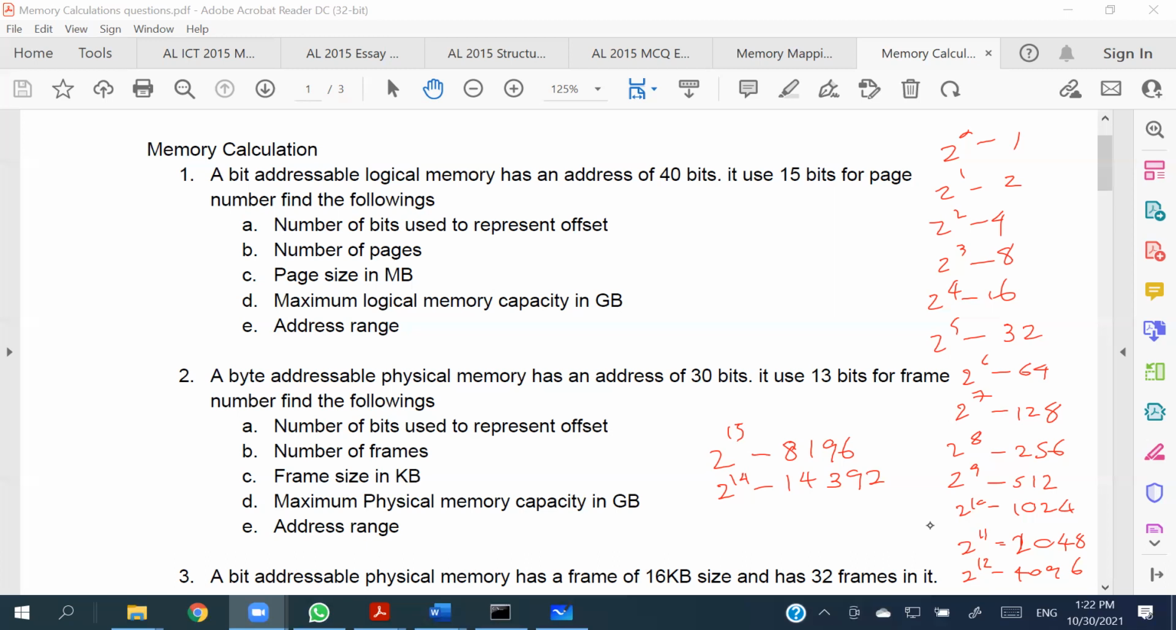Osanda, yes. You don't need to calculate the big 2 to the powers. Anyway, A is correct, B is correct, C is correct, D is correct, and E is correct. But it's better you show it like 2 to the power 40 minus 1, and 2 to the power 40 should be within brackets as well. So it should be (2 to the power 40) minus 1.